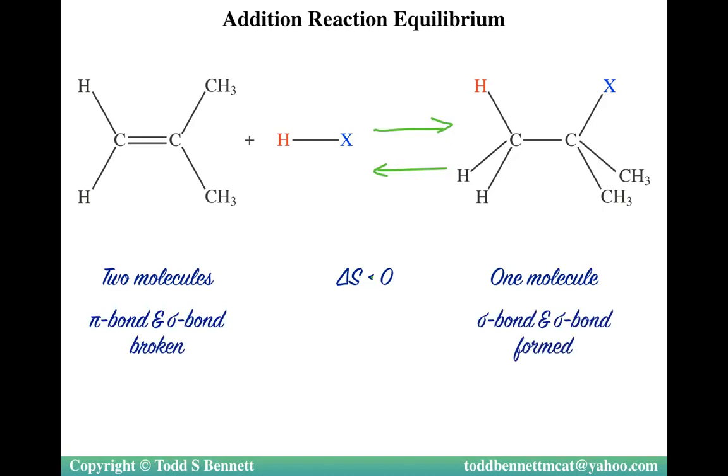In this case, you're breaking a pi bond and breaking an HX sigma bond. An acidic sigma bond is kind of weak. That's why they break so easily. So I have a weak sigma bond, I have a weak pi bond, and I'm forming a stronger sigma bond, carbon-H is pretty strong, and a carbon-X bond, which is a medium strength sigma bond. But the point being is I'm breaking weaker bonds to form stronger bonds.